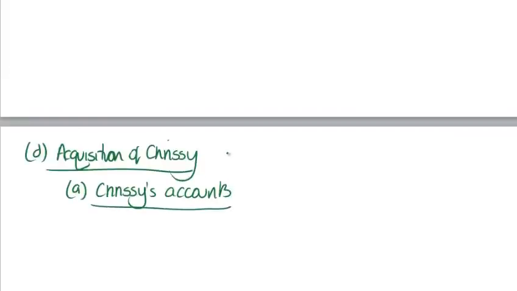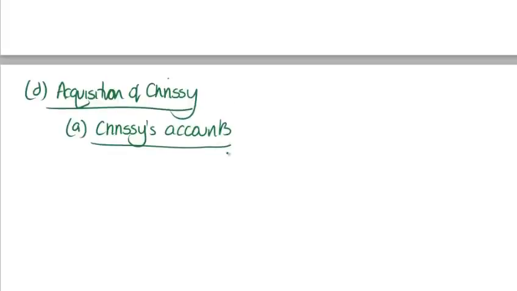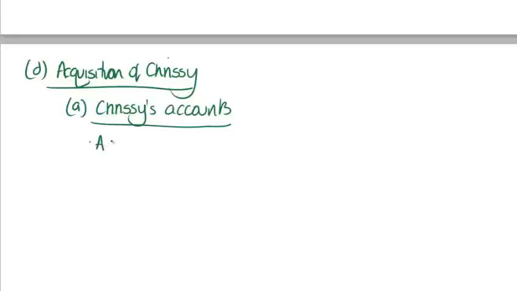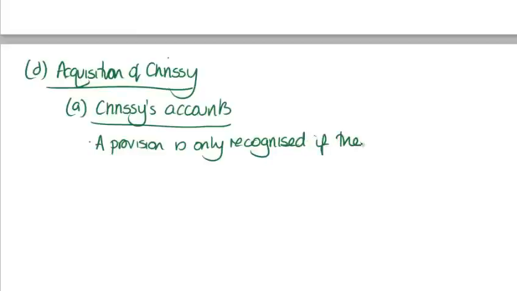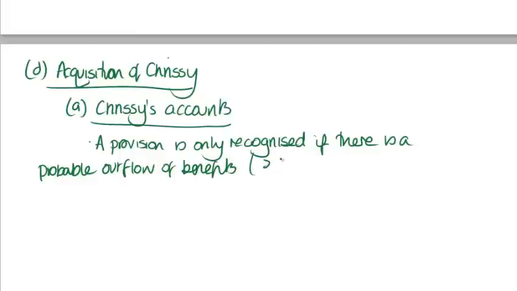So in terms of Chrissy's own accounts, it says the claimants are suing for damages of 10 million. William estimates the fair value of any contingent liability is 4 million and feels that it is more likely than not that no outflow of funds will occur. A provision is only recognised if there is a probable outflow of benefits. By probable, we mean more than 50%, don't we?